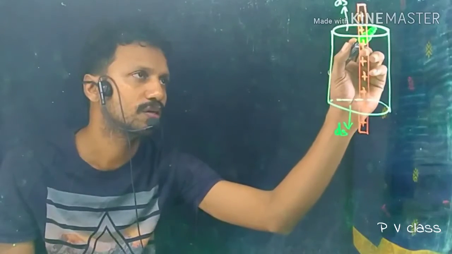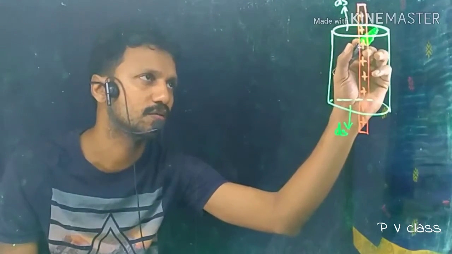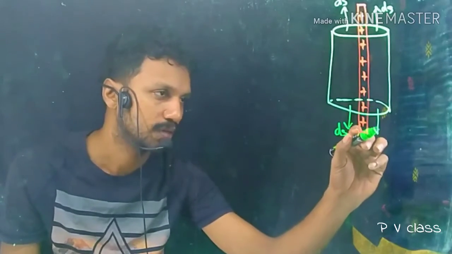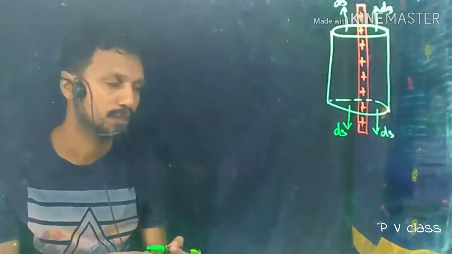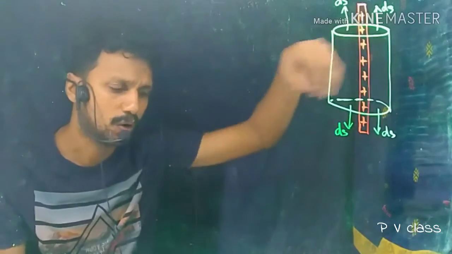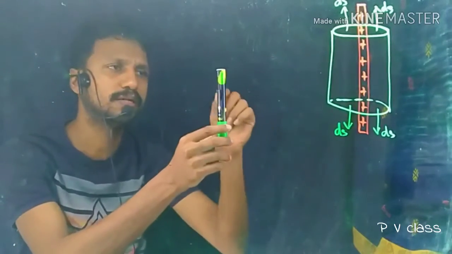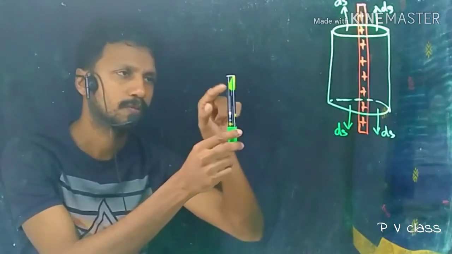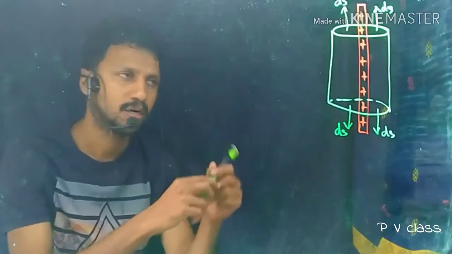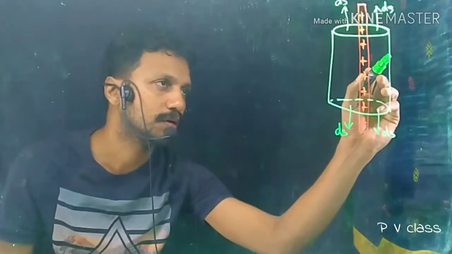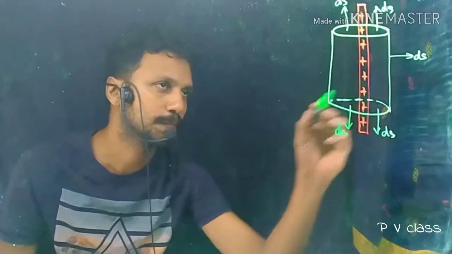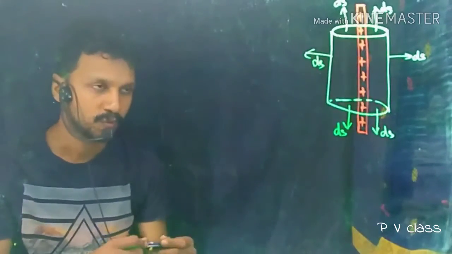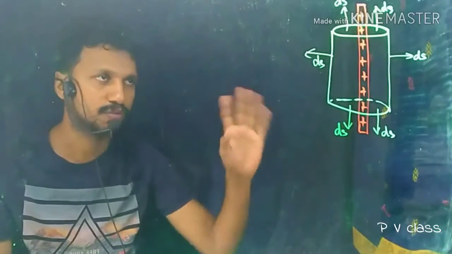Since the area is like this, the area vector will be perpendicular to the area. Over here also I could mark the area vector. It will be directed upwards, ds. On this surface also the area vector is directed downwards. Then on the curved surface, at this point the area vector will be directed outwards like this, ds. And over here the area vector is like this. Therefore we have marked the direction of area vector at different points.